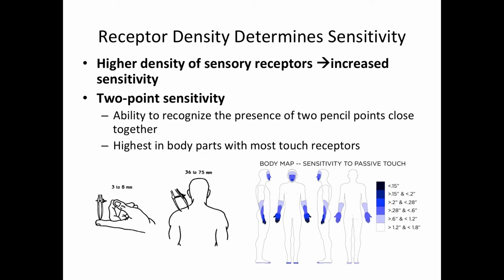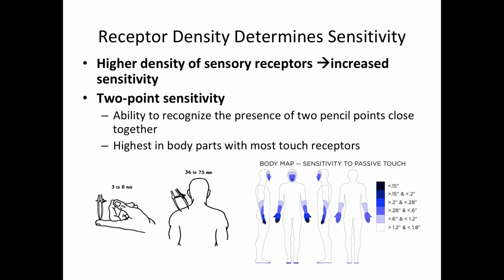So receptor density is also important in determining a sensory system's sensitivity. So for example, there are way more tactile receptors on your fingers than there are on, for example, your arms. So this difference explains why the fingers can discriminate touch remarkably well, and the arm doesn't do that great of a job compared to your fingers.